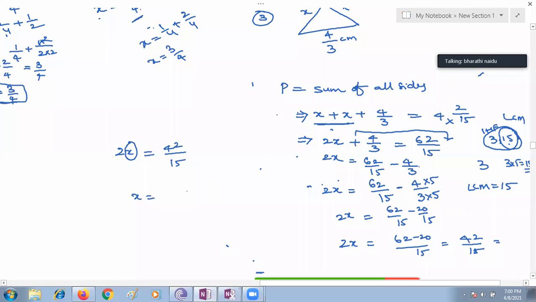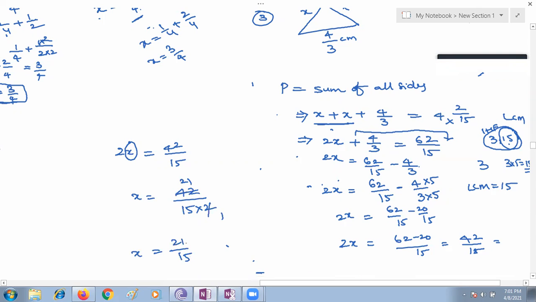x is multiplied by 2, so if you transpose the 2 to the other side, it will come under division. x is equal to 42 by 15 into 1 by 2, which is 21 by 15 centimeters. Now you can cancel: 2 ones are 2, 2 twos are 4, 2 21s are 42. Again 21 by 15 will reduce with the 3 table: 3 sevens are 21, 3 fives are 15. So 7 by 5 is the value of x.